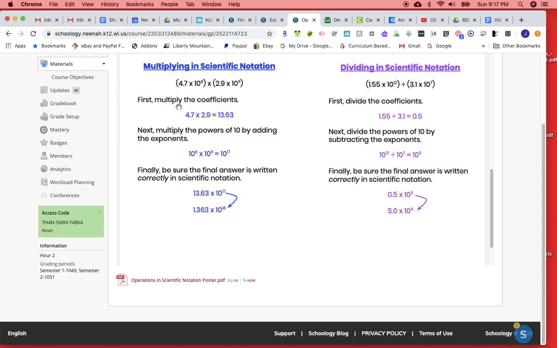Multiplying, so the first thing we need to do is multiply our coefficients. Then we are going to add our exponents. And then we're going to look at our answer to make sure it's correctly in scientific notation. So multiply our coefficients and then add our exponents.